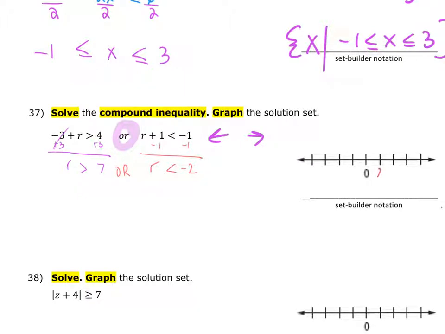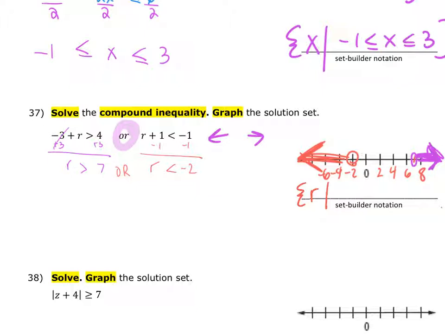So 7, let's say I count by 2s, 2, 4, 6, 8, 7 would be here. Open circle, greater than goes outwards. And then the other one is negative 2, so if I'm counting by 2s, open circle, less than goes this way. So if in the process of doing this, you notice that your graph doesn't go outwards and it started as an OR, you must have done something incorrect. Because if it is an OR, it goes outward.